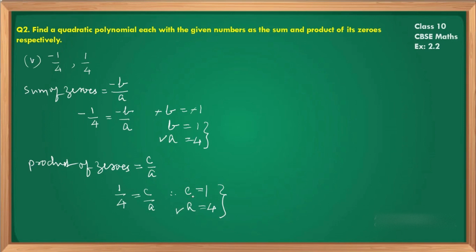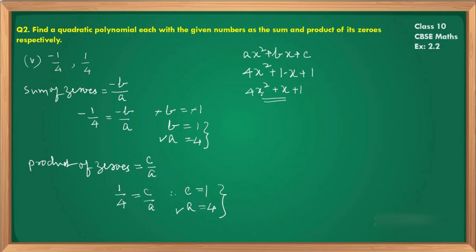Therefore, you can now straight away go to the formation of the quadratic polynomial. That we know ax square plus bx plus c is the form. And now substitute the values of all a, b, c in this equation. A is 4, put 4x square plus b. B is 1, 1 into x plus c is again 1. Simplify this, you get 4x square plus x plus 1. So this is the quadratic polynomial of the question.